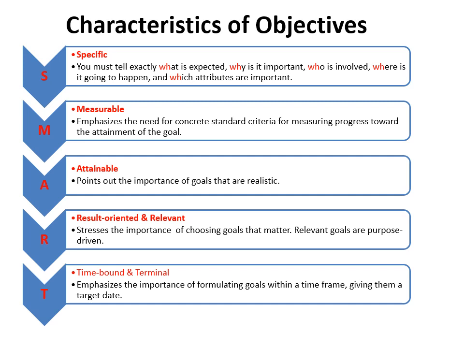Okay, so characteristics of objectives, tandaan lang po natin yung keyword SMART or yung acronym na SMART. It should be specific. Like I mentioned earlier, it should contain what is expected, why it is important, who is involved, where it is going to happen, and which attributes are important. So lahat ng details kailangan kasama.